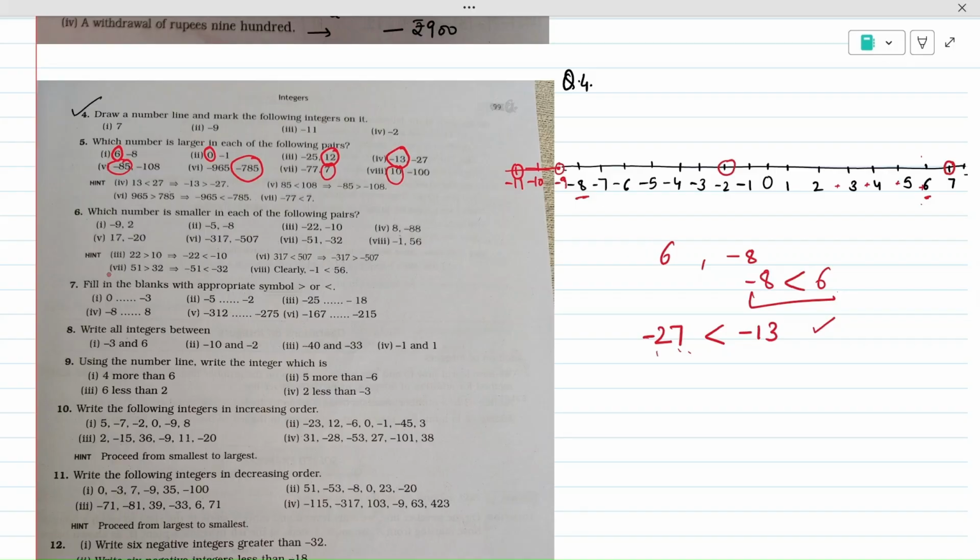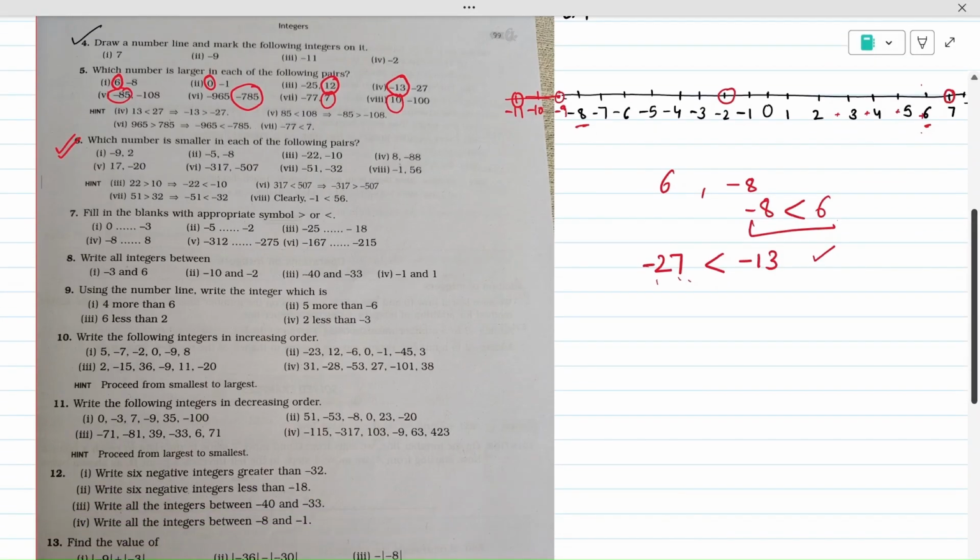Okay, now let's do question number 6. Which number is smaller? So kids, this question I'm leaving for you as homework because this is similar to the one which we have done above. In the above question, we marked the numbers which are larger, and here we have to mark the numbers which are smaller. Okay, now question number 7 is also similar, but let's do 3 parts of this.